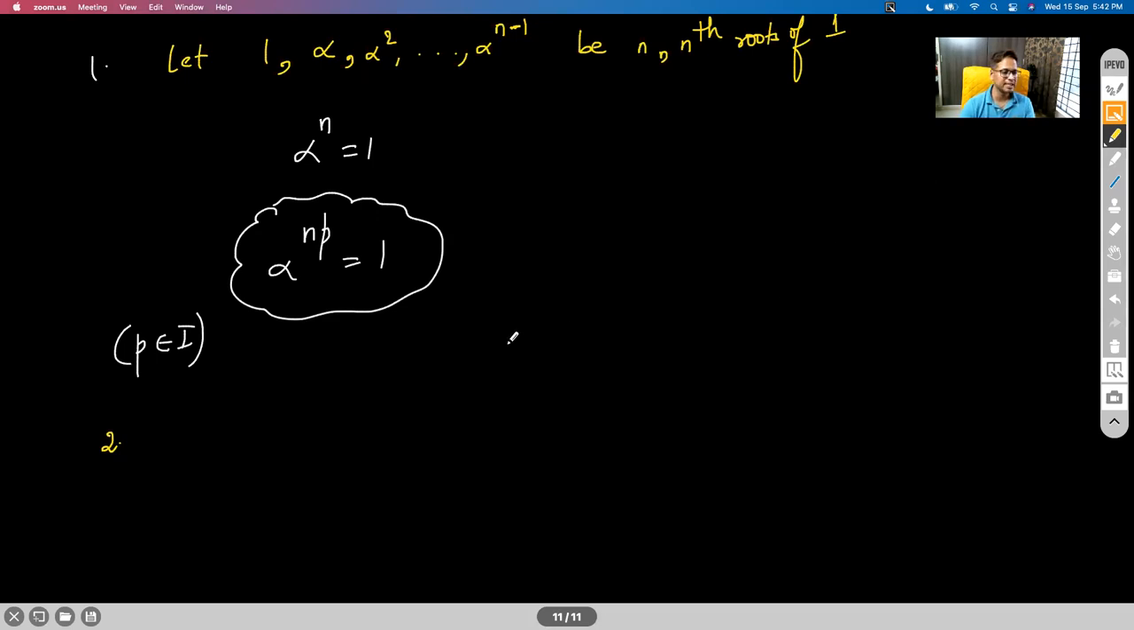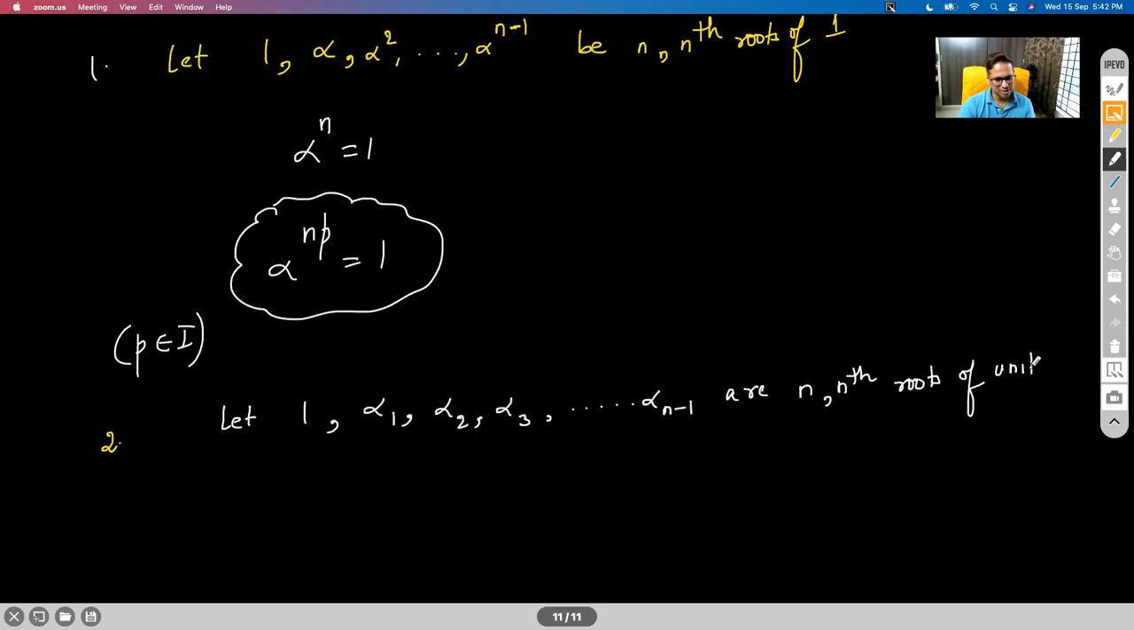Next property is very similar to what we had done in our cube root of unity. Let 1, alpha 1, alpha 2, and so on, this time I will change the name of the roots, are the nth roots of unity. Please note, in this question I mentioned alpha 1, alpha 2, alpha 3 in place of alpha, alpha square, alpha cube. This is your internal understanding that they are in geometric progression. But an external examiner, when he's asking you a question, need not give you that. It is up to you to figure out that alpha 1, alpha 2, alpha 3 are in geometric progression. If I call one of them alpha, the other is alpha square, alpha cube, like that. He will not tell you they are in geometric progression. It is up to you to figure that out.